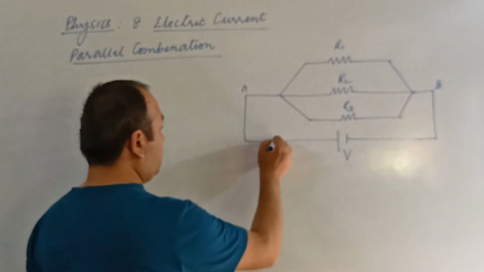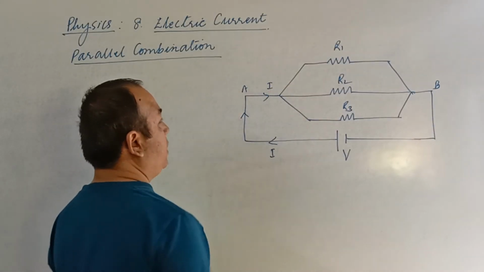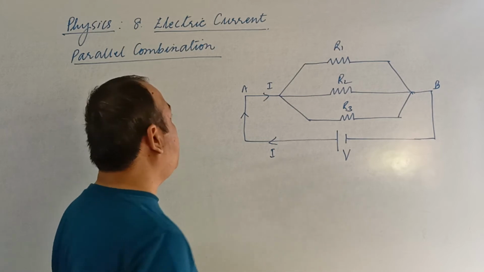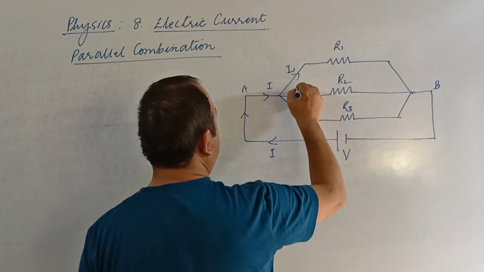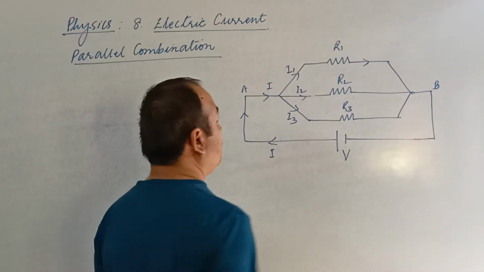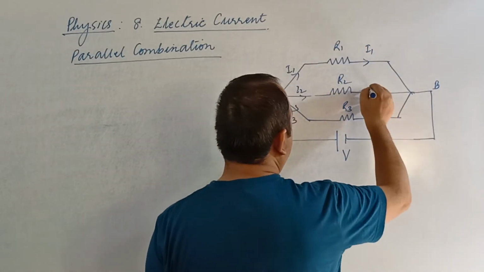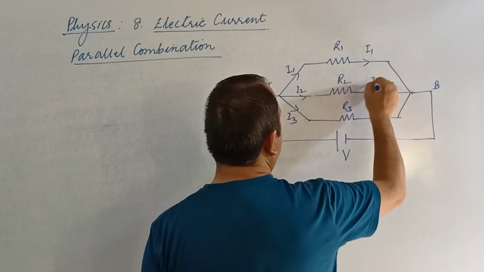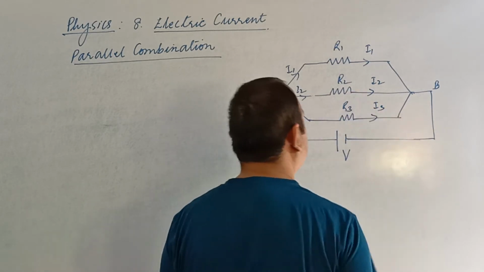Now here what we observe is that let the total current flowing through the circuit be I. This I gets distributed over these three branches. So this is I1, this is I2, this is I3. That means through this resistance R1, I1 amount of current passes, through R2, I2 amount of current passes, and through R3, I3 amount of current passes.